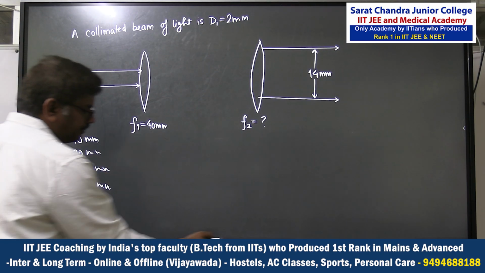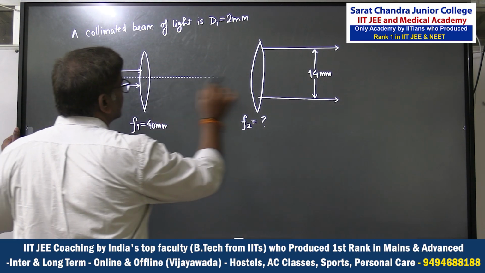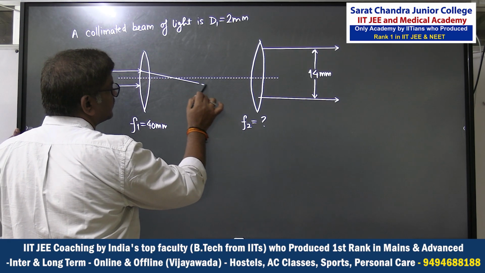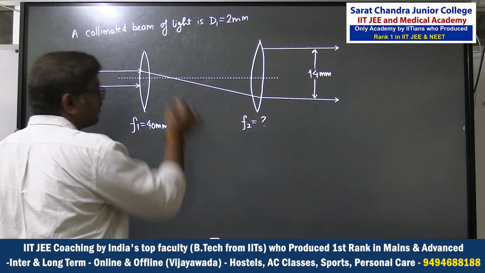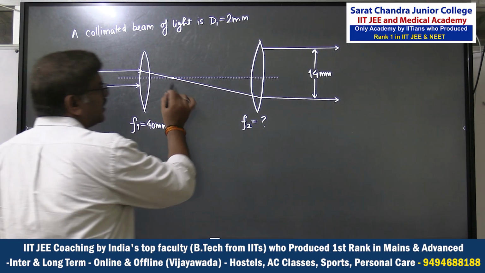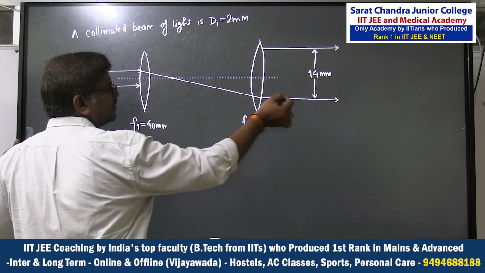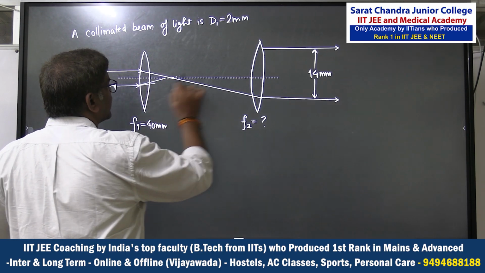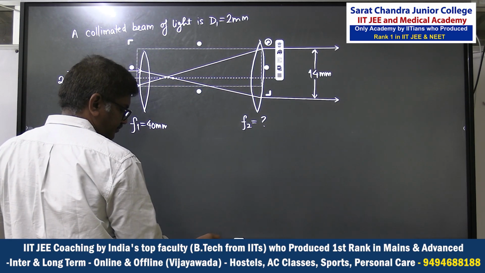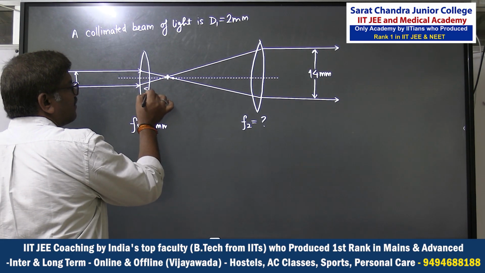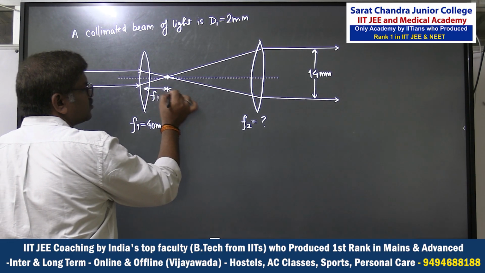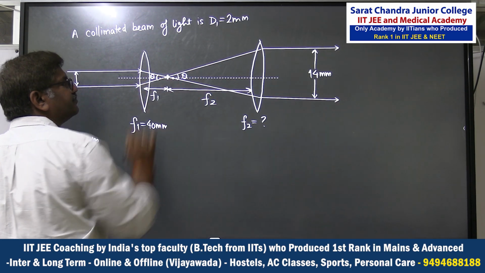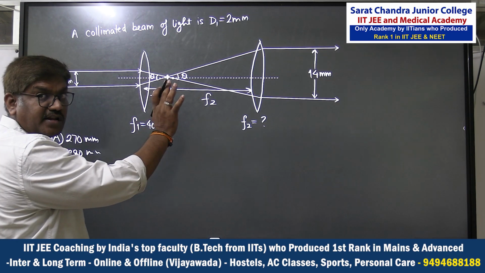Okay, so it is a parallel beam. When it is a parallel beam, definitely where will it focus? It will focus at the secondary focus of the first lens. And if that is at the primary focus of the second lens, then the beam becomes parallel after that. So the correct diagram for this question will be like this. This distance will be your f1 and this distance has to be your f2. Then by similar triangles, these angles will be the same.